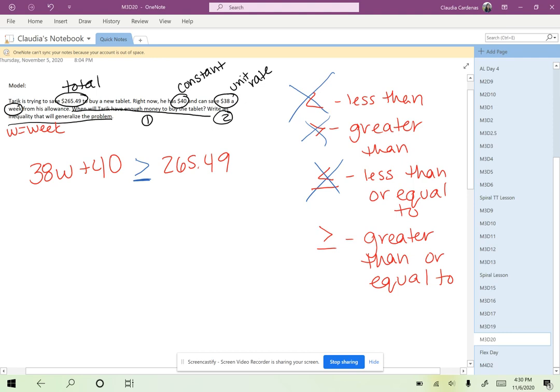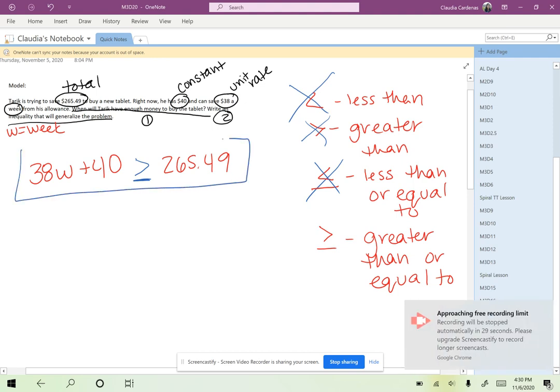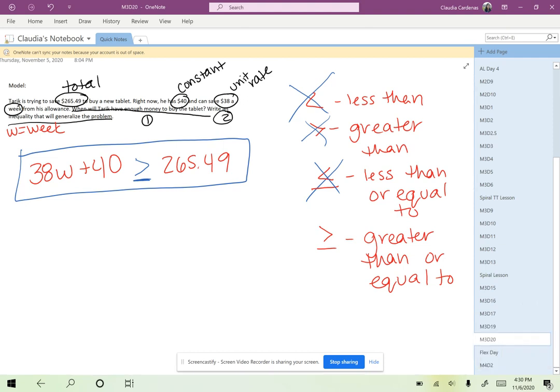All right, so we have now written our final inequality symbol, and we're going to practice solving them in another lesson. So I want you to really focus on how we write inequalities in our next problem, right? Labeling our unit rate, our constant, our total, and then deciding which of the four inequality symbols fit best. Let's try one out.